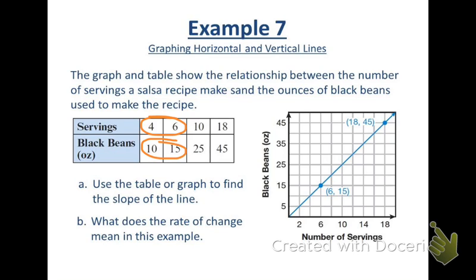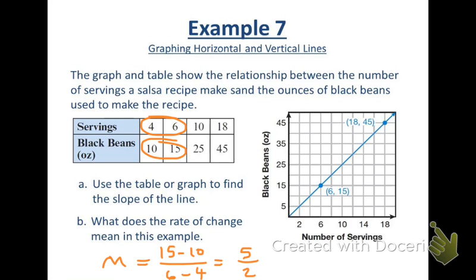So the slope would be 2 over 5. Slope is? Which one's X and which one's Y? The Y is black beans. The ounces of black beans, because the ounces of black beans depends on what? How many servings I decide I'm going to make. So it's going to be 15 minus 10 over 6 minus 4, which is 5 over 2 is the slope.